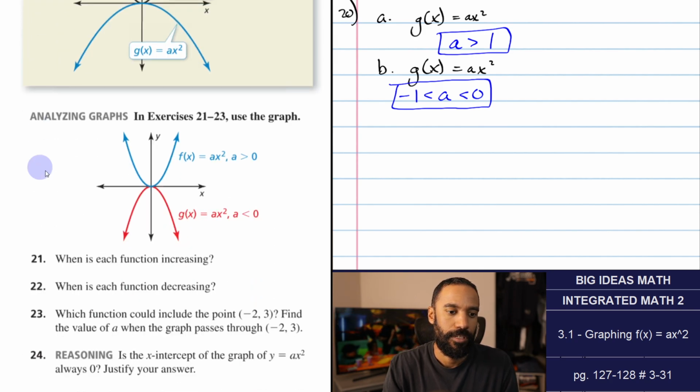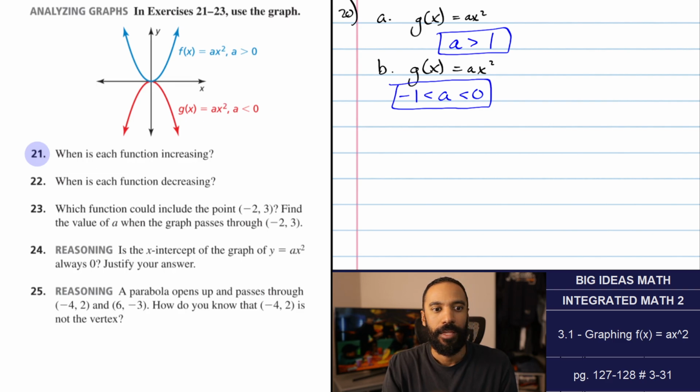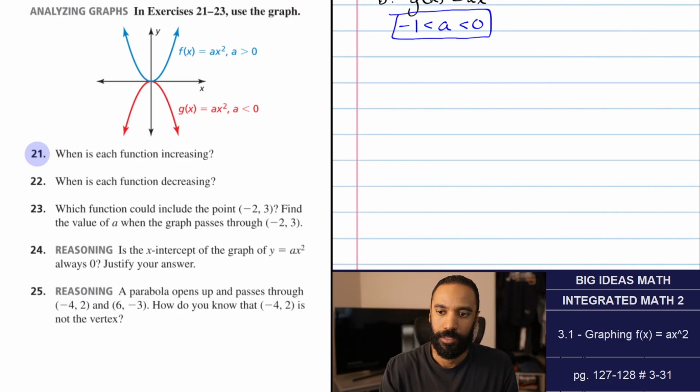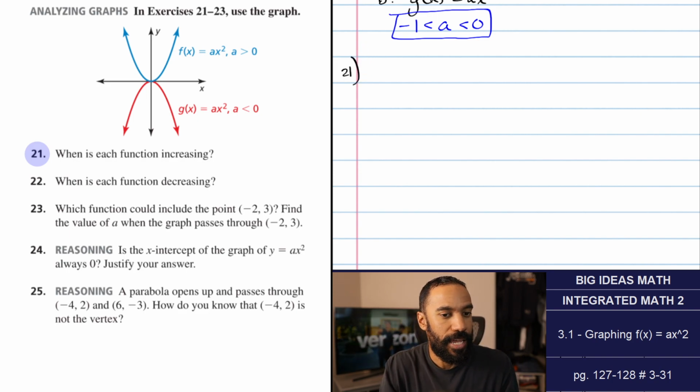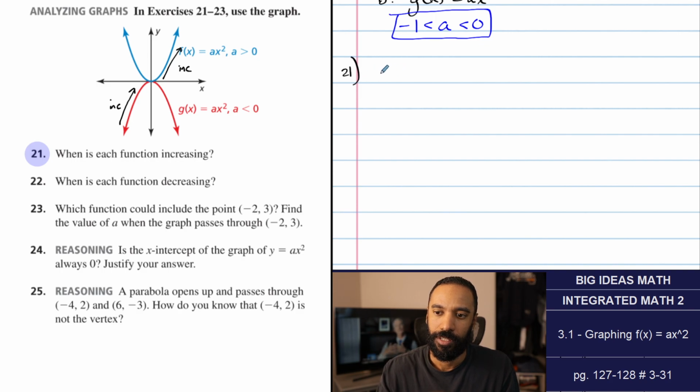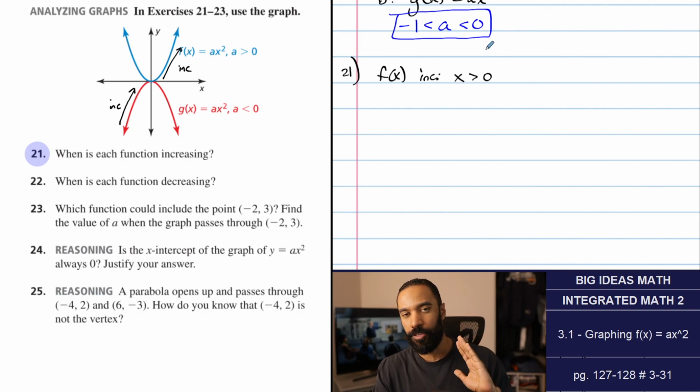Number 21 to 23, use the graph. When is each function increasing for f of x and g of x? There's increase on f of x here and increase on g of x here. There are different intervals for which we have the increase amount for both of these guys. So f of x increases when x is greater than 0. To the right of the origin, it does.